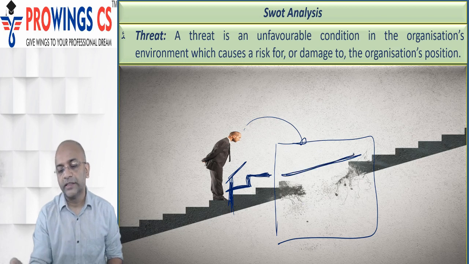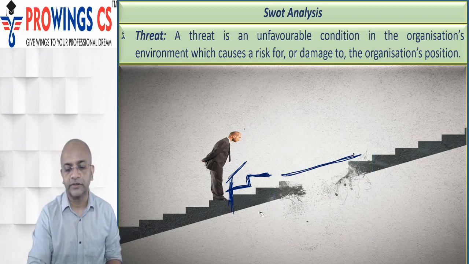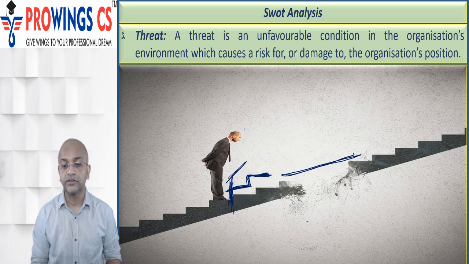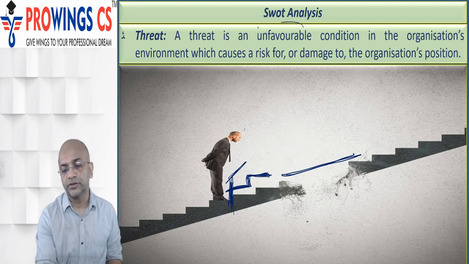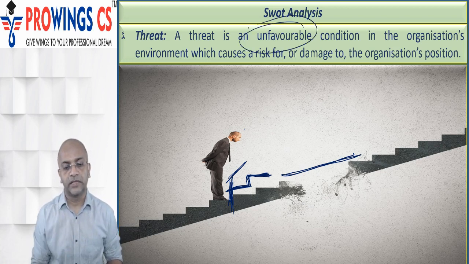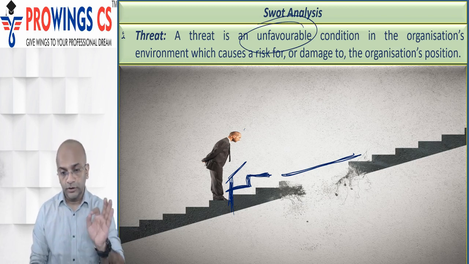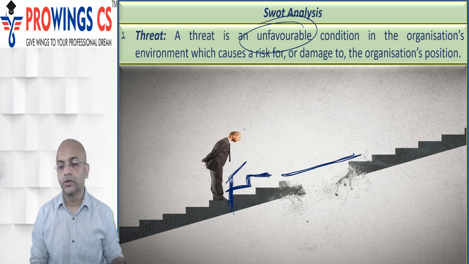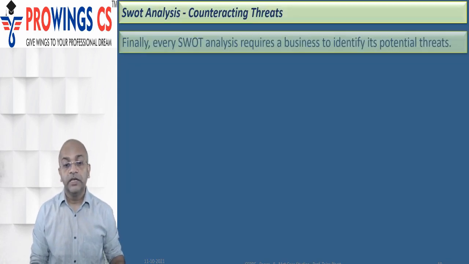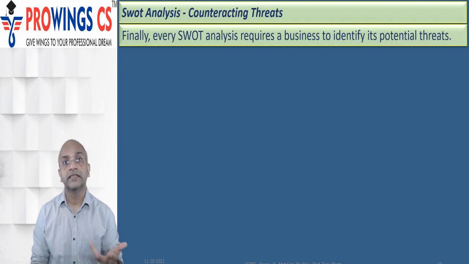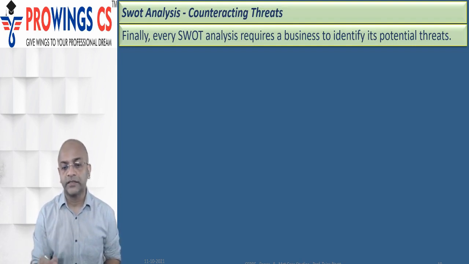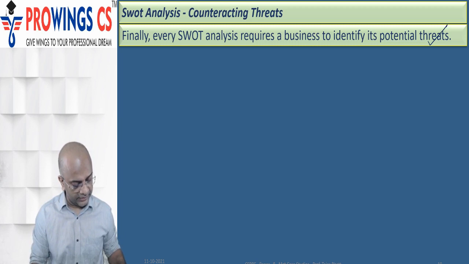cross over it. That is what threat in general means. A threat is an unfavorable condition in the organization's environment which can cause risk for or damage to the organizational position. Now, how to counteract threats? Finally, every SWOT analysis requires a business to identify its potential threats. Threat is that position which we would like to run away from.